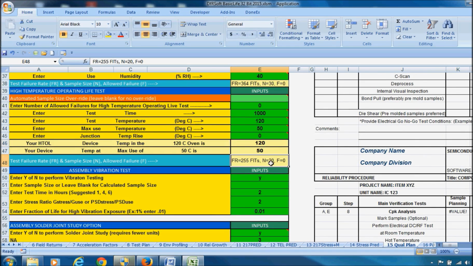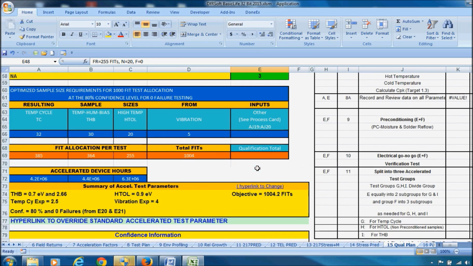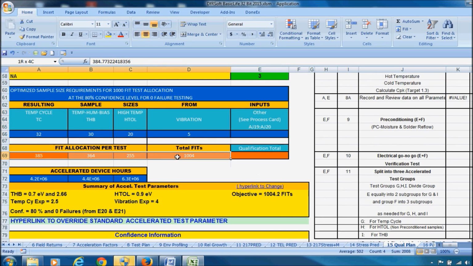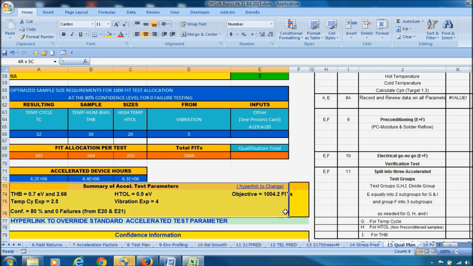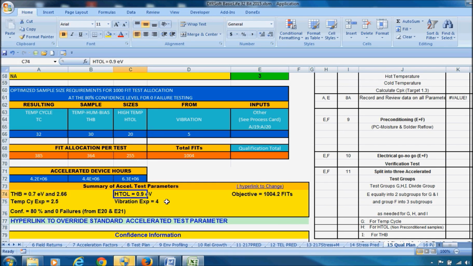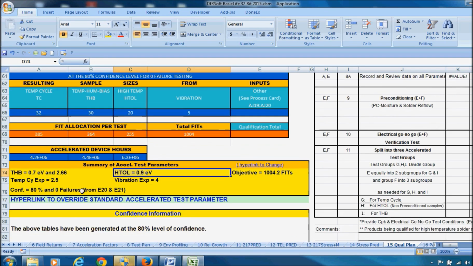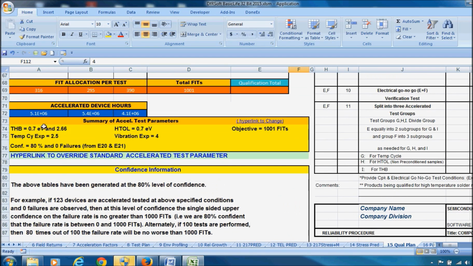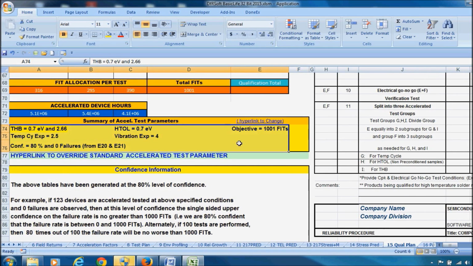And notice it gives you the fits allocation right away, as well as down below is the summary of the test, which is your sample size, the fit allocations for each test, and the total fits, as well as your test parameters that it's using, like in this case the HTOL, high temperature operating life, activation energy. We were going to use 0.7, so you can override that down below and put that in. Here's the H2L. We can override that with 0.7. This is the override area, and then the qualification test planning will be with that.